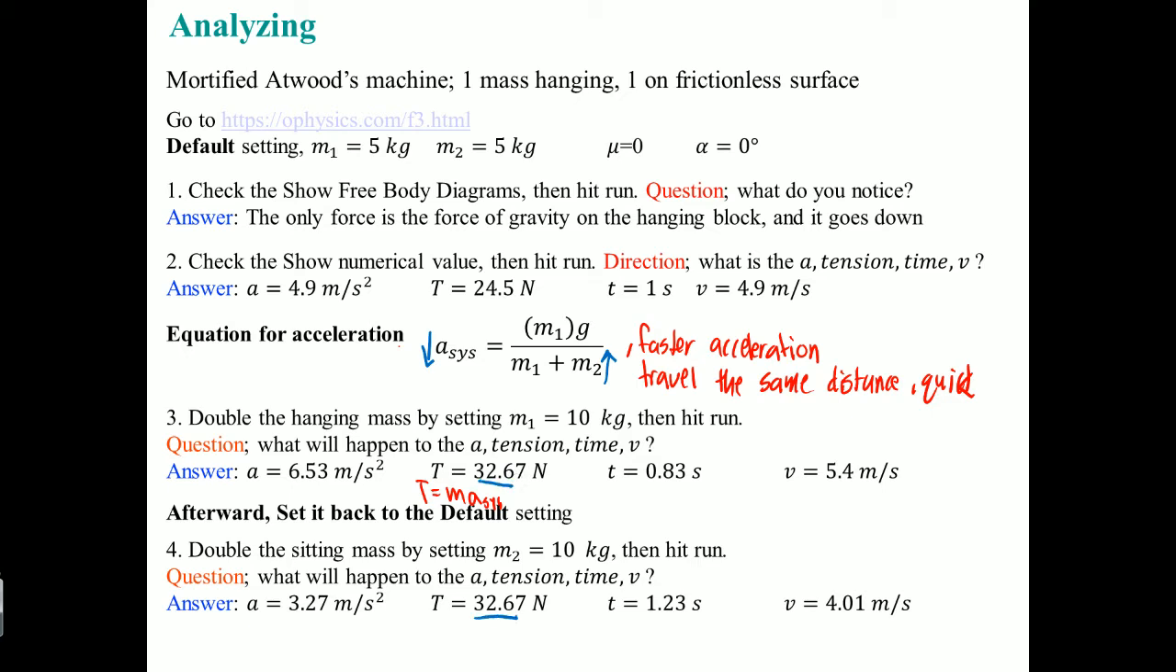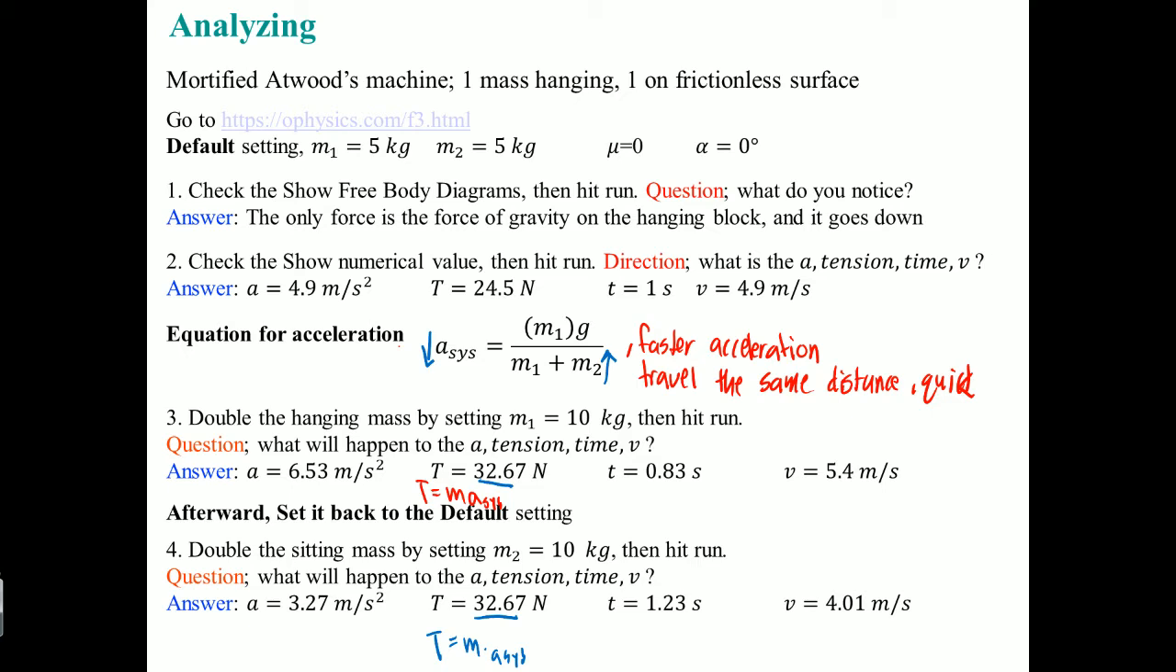Okay. The reason why the tension is the same, even though the acceleration is less, okay, is because the tension equals mass times the acceleration of the system. Okay, the mass here became 10 kilograms. So that's why the tension would be the same.